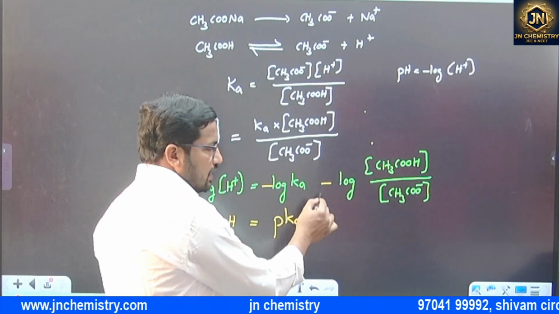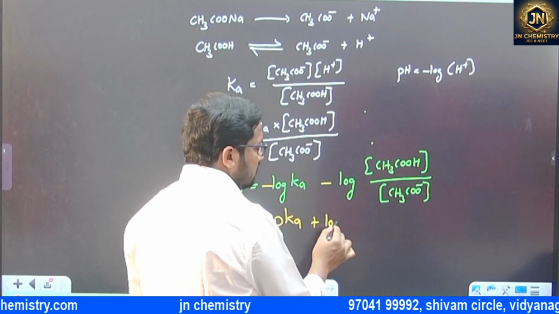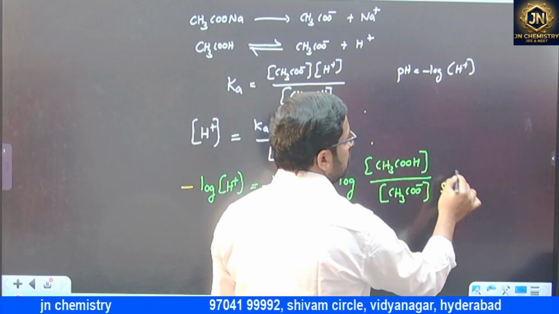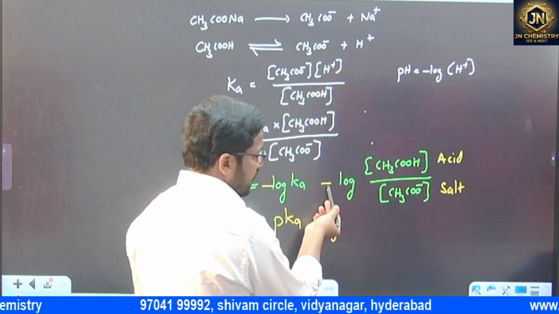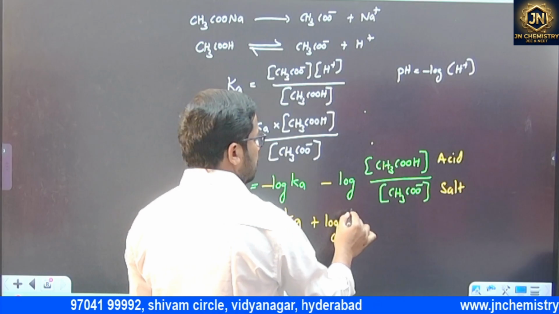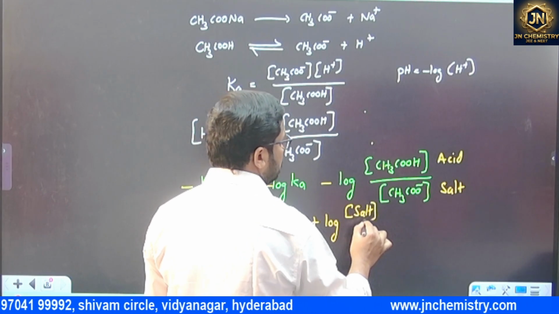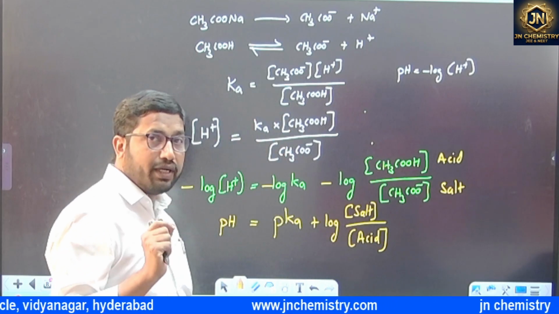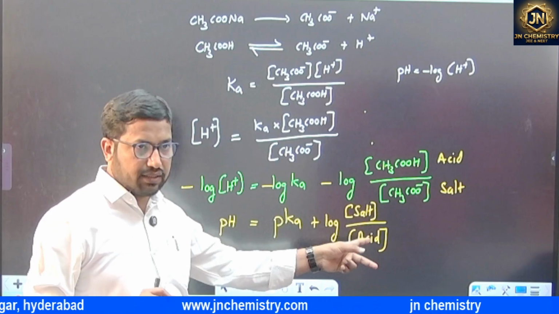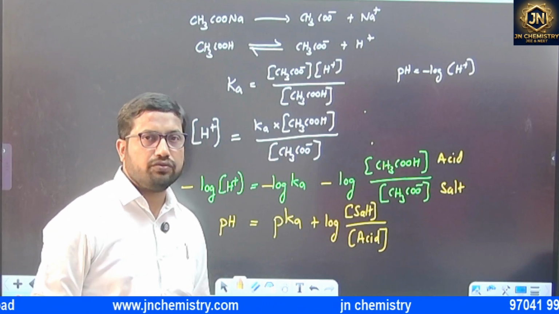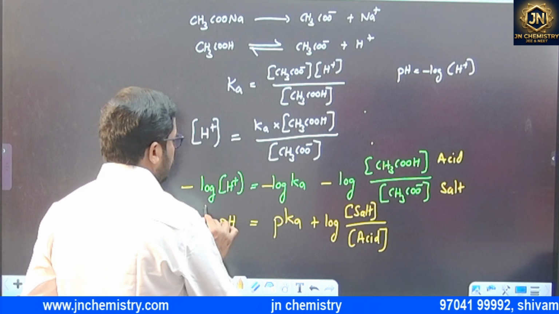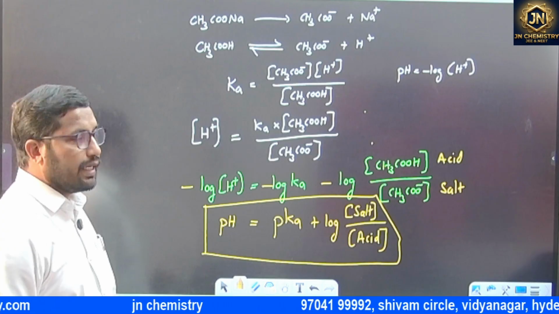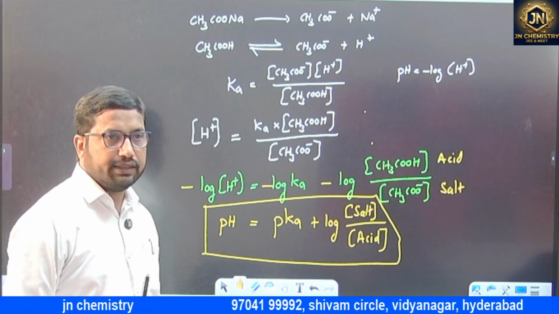Here I am writing plus, plus log, then it will be reversed. So this is salt, that is acid. Because minus I am writing plus, it will be reverse: salt concentration by acid concentration. If you want to write as it is, put minus and reverse it, acid concentration by salt concentration also we can write. But the thing is we need to know this formula: pH is equals to pKa plus log salt by acid concentration.